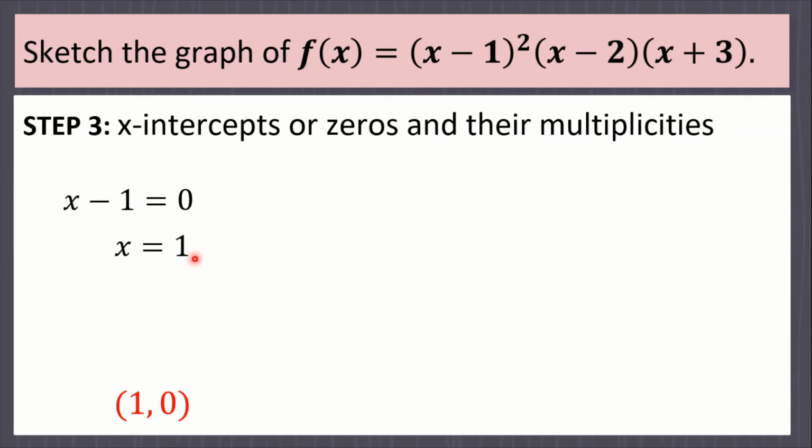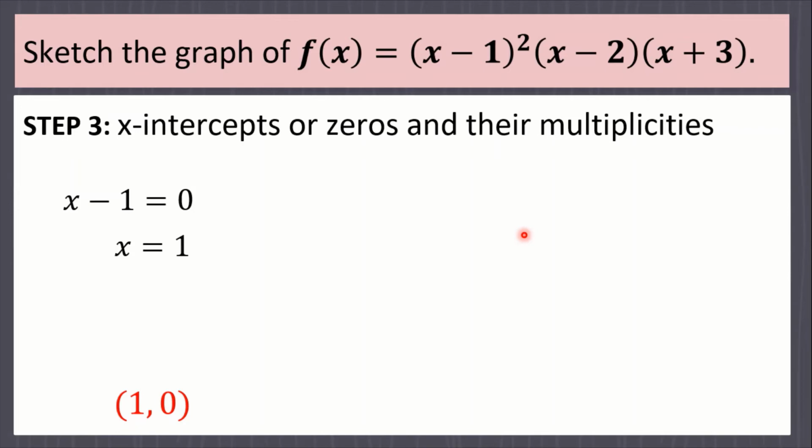And pag sinabi nating x-intercept, diba, it is the x value of the point where the graph meets the x-axis. So, nasabi natin din kanina na ang f of x is equal to 0. So, we let f of x or y be equal to 0. So, the ordered pair is 1, 0.